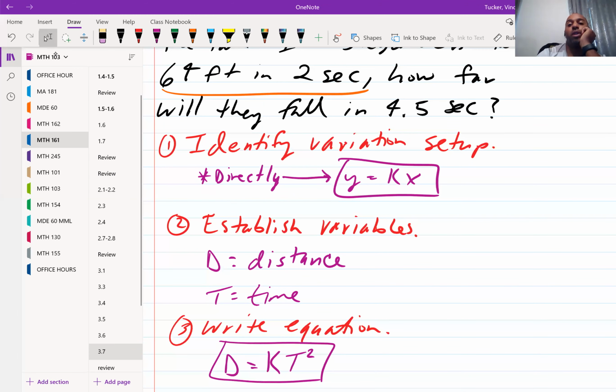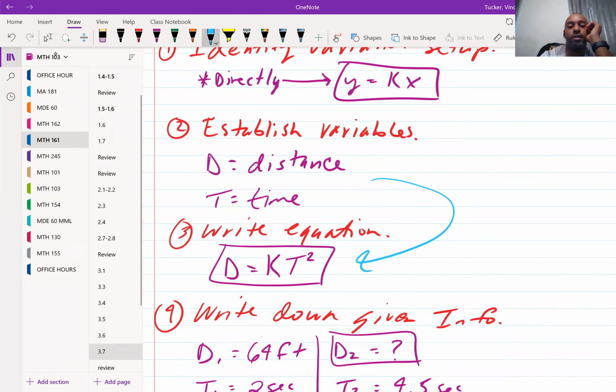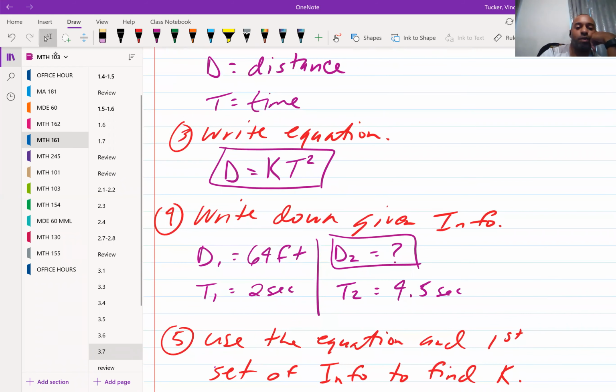So you always identify your variation, find that key phrasing, whether it's inverse, jointly, directly, whatever phrase they're using, figure out what they're using, and then set up your problem accordingly. That'll let you know what formula you're going to be using. Establish your variables. Then go ahead and put those variables into the equation. From there, all of your problems in this section will give you all of the first relationship, then be missing one piece of the second relationship. So that will always be the flow of every problem in this section.